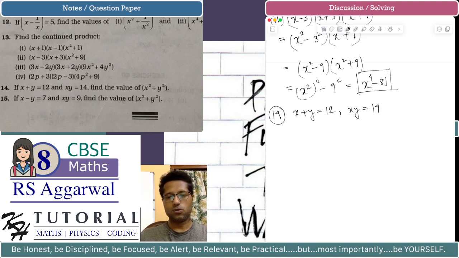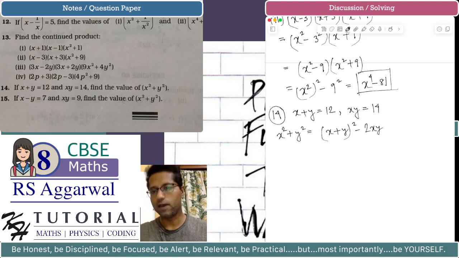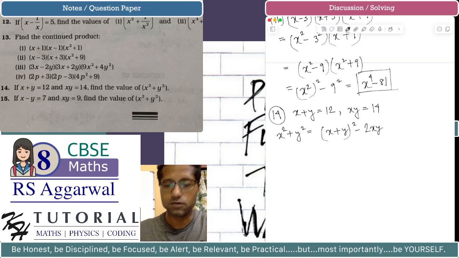Okay, so it is good if you remember the formula that x square plus y square is equal to x plus y whole square minus 2xy. Since we are given the value of x plus y, we will use the formula x square plus y square is equal to x plus y whole square minus 2xy. If we were given the value of x minus y, we would have used the formula that x square plus y square is equal to x minus y whole square plus twice xy.